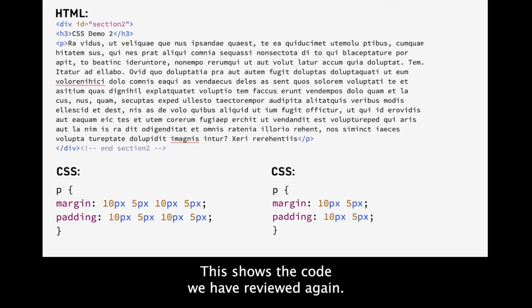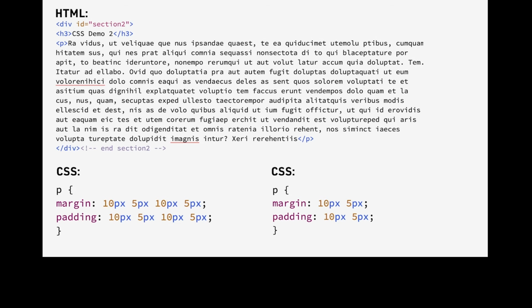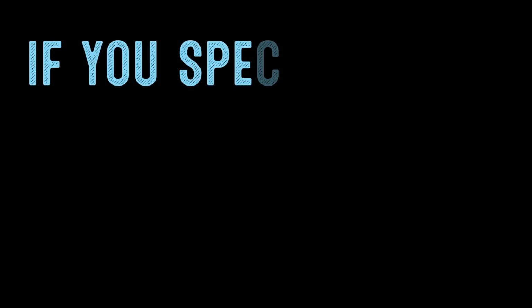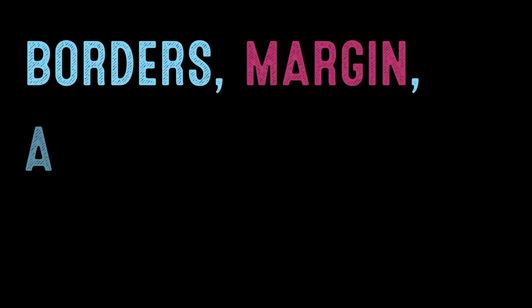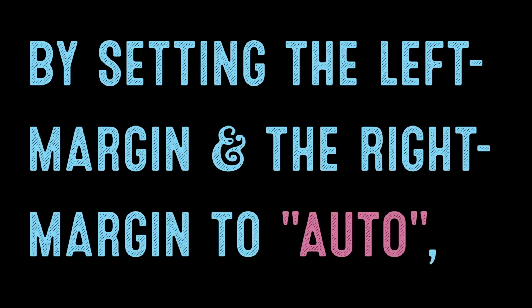This shows the code we have reviewed again. We have HTML at the top and the two options of CSS that we reviewed below. Neither padding nor margin is inherited by child elements. If you specify a width or height for a box, then the borders, margin, and padding are added to its width and height. We also use the margin to center an element as well by setting the left margin and the right margin to auto.